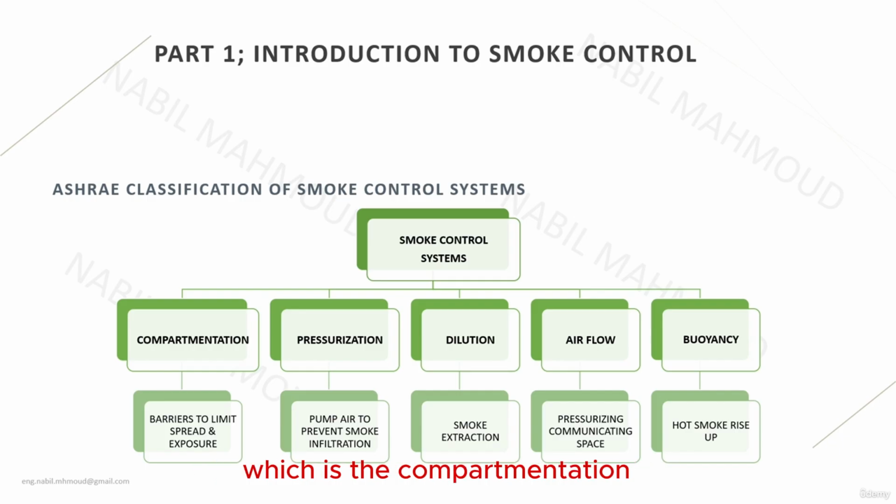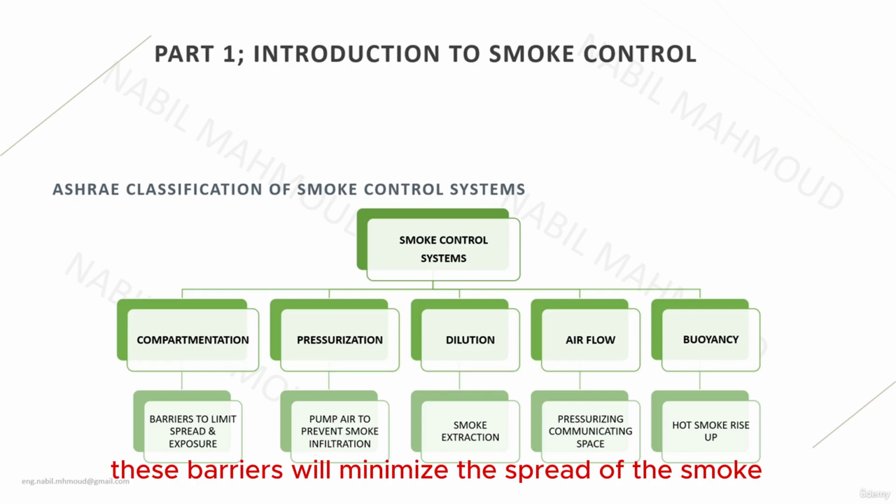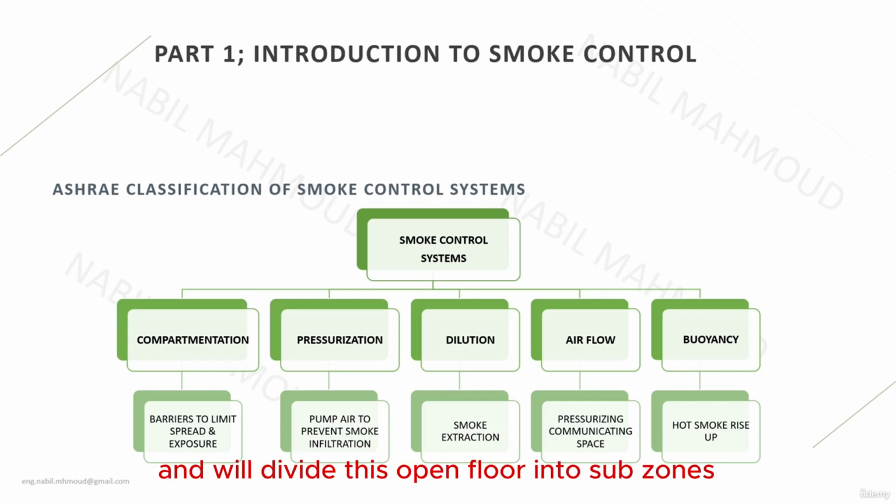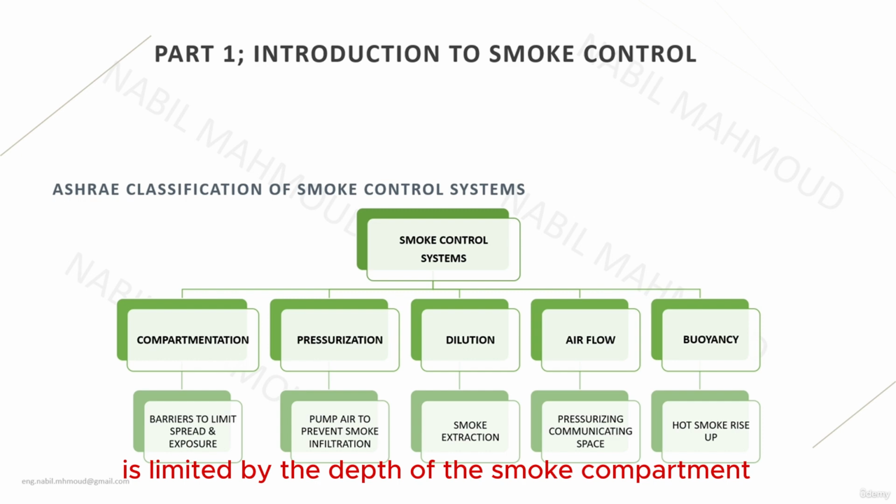The first method, compartmentation, is done simply by the addition of barriers to limit the horizontal spread of the smoke and the horizontal exposure to the smoke. This means that if I have an open floor area and a fire happens, the ceiling jet or the smoke jet on the ceiling will spread horizontally everywhere. But if I put barriers, these barriers will minimize the spread of the smoke and will divide this open floor into sub zones or subdivisions. Each division will have a smoke enclosure or a smoke reservoir. This smoke reservoir is limited by the depth of the smoke compartment.